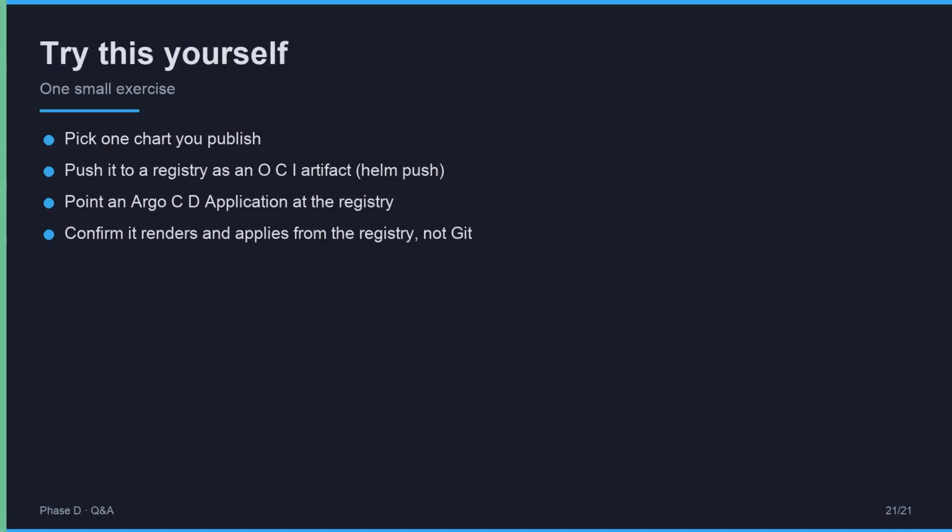A small exercise. Pick one chart you publish. Push it to a registry as an OCI artifact using helm push. Then point an Argo CD application at that registry, instead of at Git. Confirm that Argo CD renders and applies the chart straight from the registry. Once you have done that, the Git versus OCI split clicks into place.